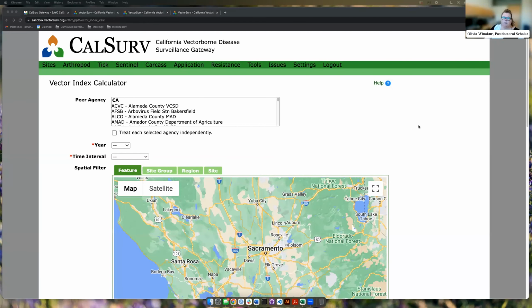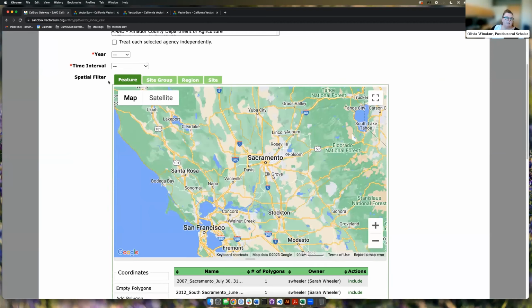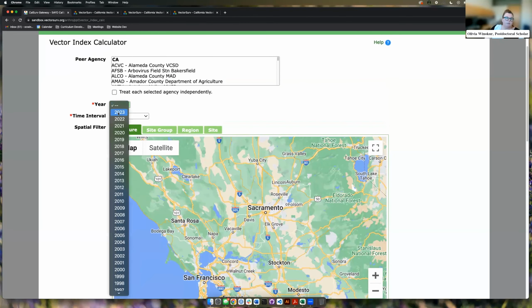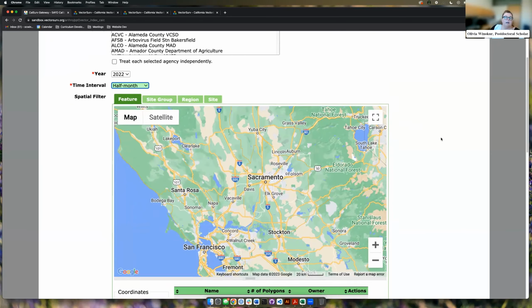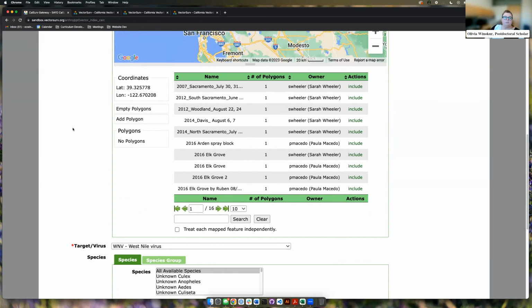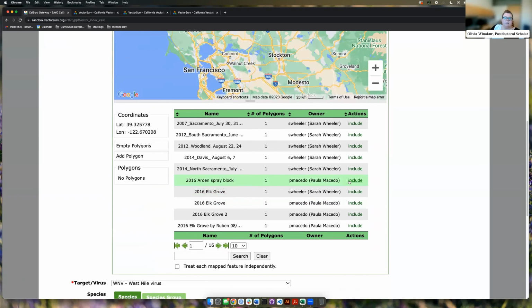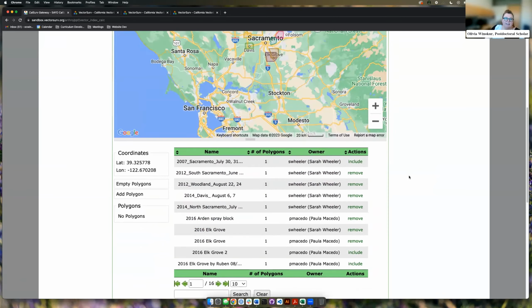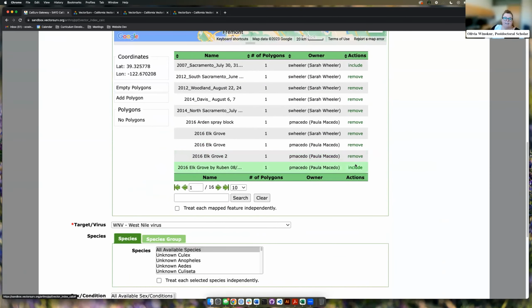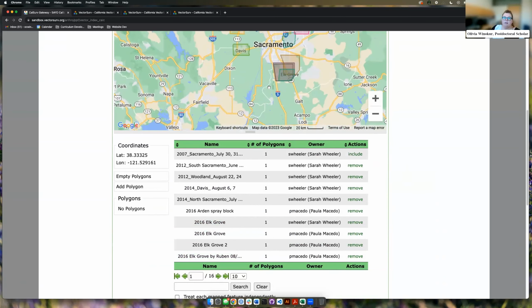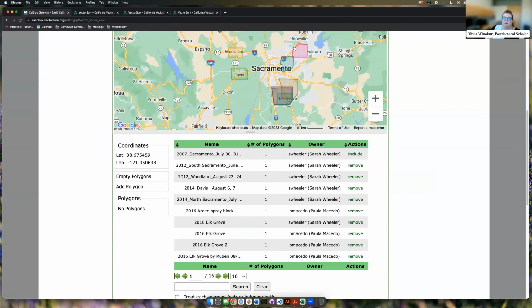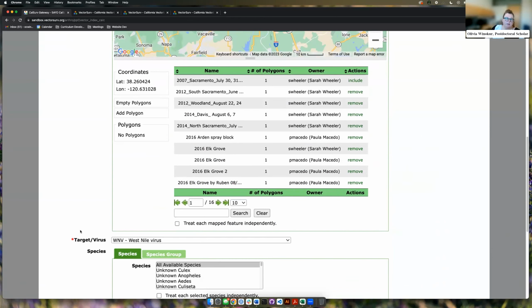So again, here we're going to have similar choices. Let's choose last year. We're going to go half months. We can choose a feature. I'm just going to include a bunch of these so that we get a lot of data. And we're not going to treat them separately. We're just going to see what's happening in all of these combined. Again, you can treat them separately, totally up to you.